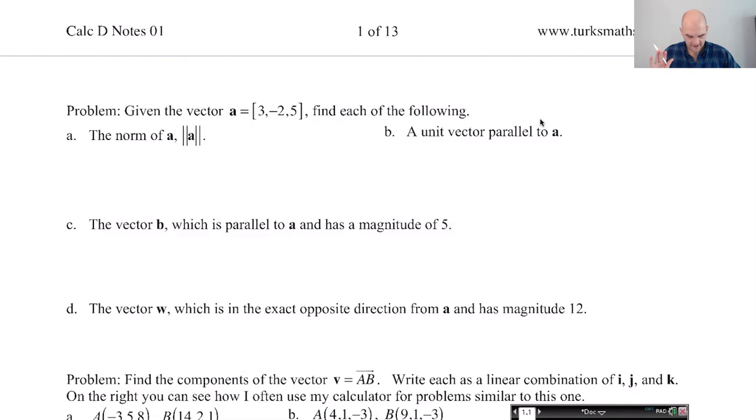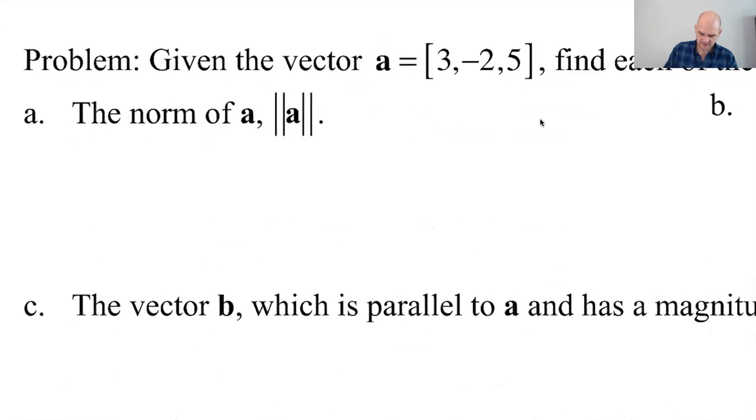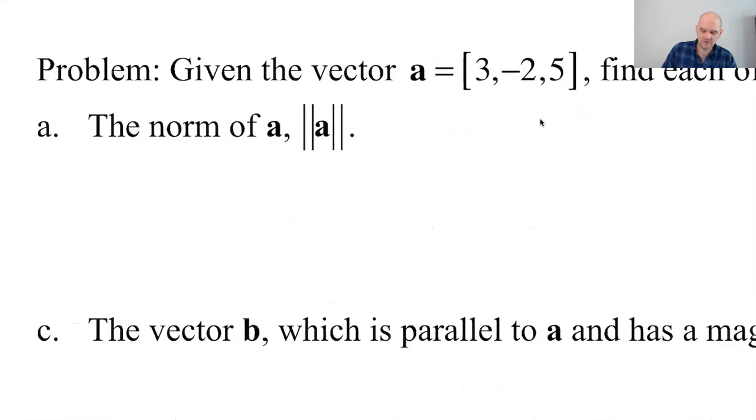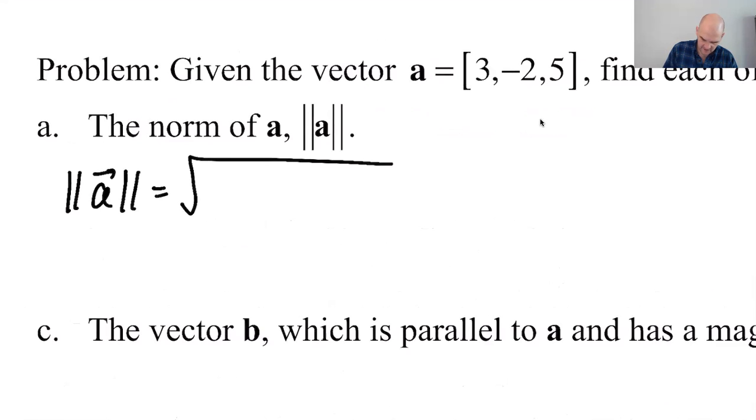We're given a vector. We want to find the norm, and a unit vector parallel to the given vector, with the same magnitude. All right, let's just do it. The norm has a weird notation, like double absolute values. When you handwrite it, you put a little arrow, and it's really just the distance formula. So it's 3 squared, negative 2 squared, and then 5 squared.